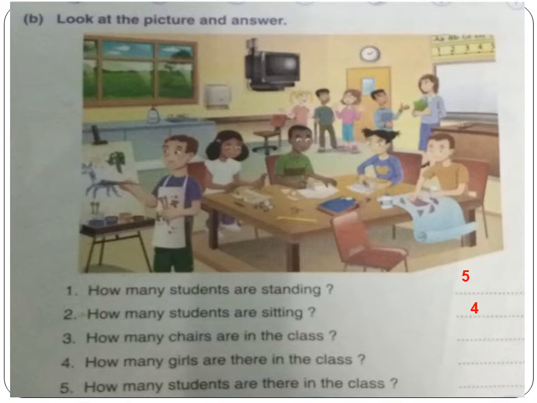Next, how many chairs are in the class? Can you see the chairs? Yeah. 1, 2, 3, 4, 5. And one more chair is lying near the girl. 5 plus 1, it is 6.